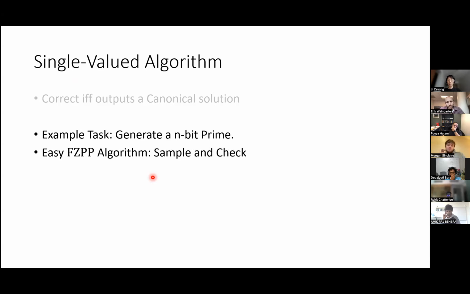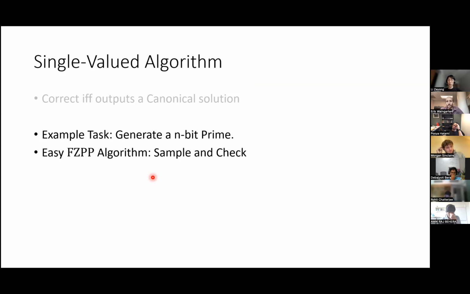This task has a very simple randomized algorithm. I can simply sample an n-bit number, and use whatever primality test algorithm I have to test if the n-bit number I sampled is a prime number. If it's a prime number, I output it. If it isn't, I try again. And because primes are dense, with good probability, I'll hit a prime number and output it.